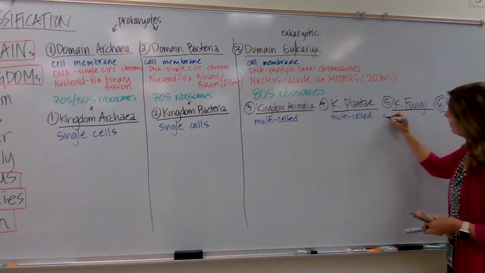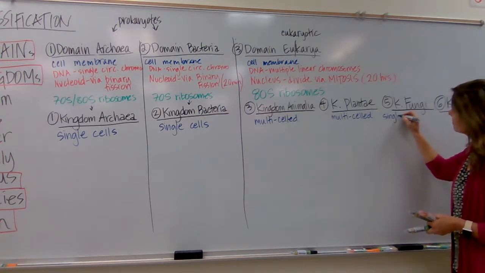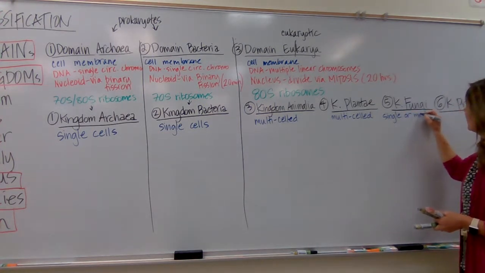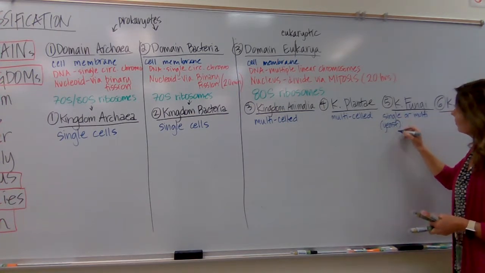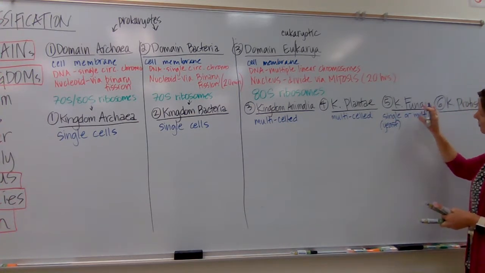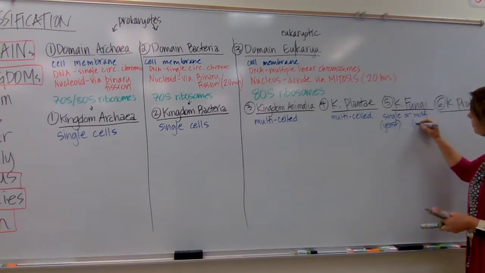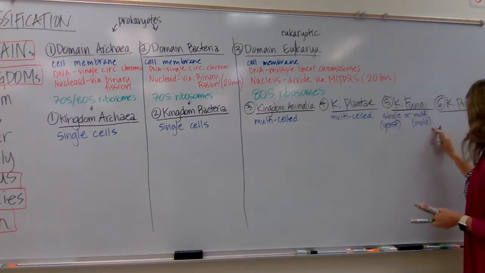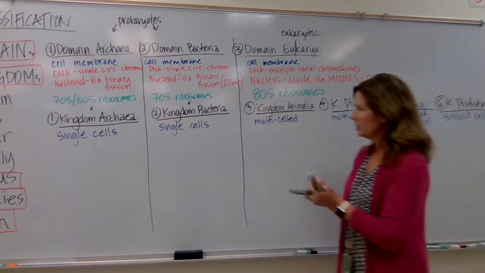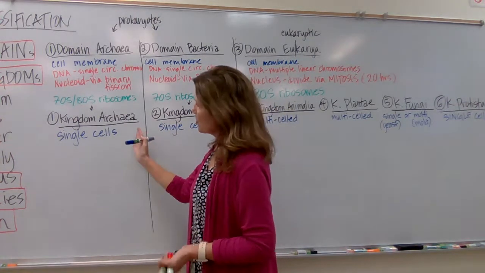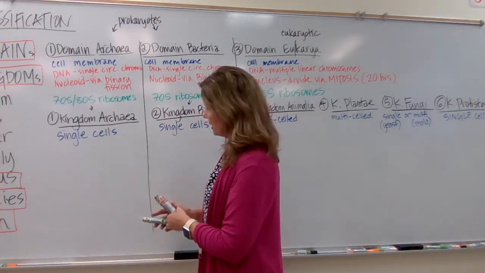Fungi will have both. They have single or multi. The yeast will be an example of a single-celled fungus. The molds will be an example of a multi-celled fungus. Then to get into the kingdom Protista, it must be a single cell. Okay, moving on. That's one differentiating factor between these.